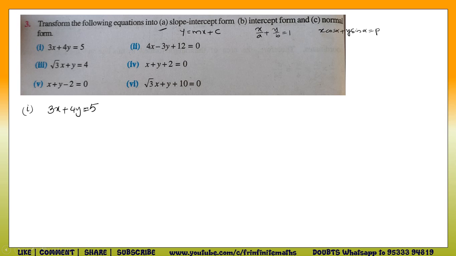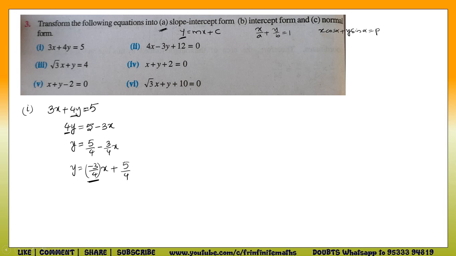So first one is slope intercept form. For slope intercept form, what should we have on the left hand side? I need to have y on the left hand side. That means I am going to keep the y term on the left hand side, and the remaining terms I am going to transpose. So this becomes 4y is equal to 5 minus 3x. From this, y is equal to, since this is into 4, when I transpose it becomes divided by 4. So this becomes 5 by 4 minus 3 by 4 x. If I write it in order, y is equal to minus 3 by 4 into x plus 5 by 4.